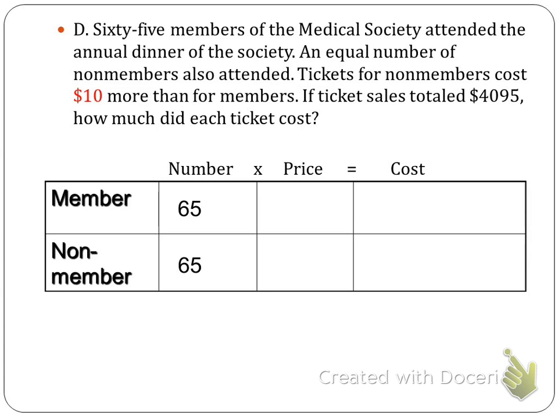Now we need the price. Do we know the price? No. Except for non-members. Non-members, we know that it's that price plus 10. So if I call the member price M, what would I call the non-member price? M plus 10. And then you multiply those 2 columns together. Don't forget your parentheses on the second one. That's the cost for these tickets.